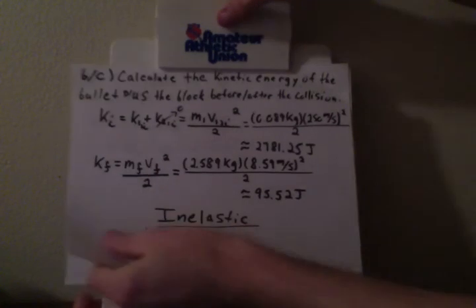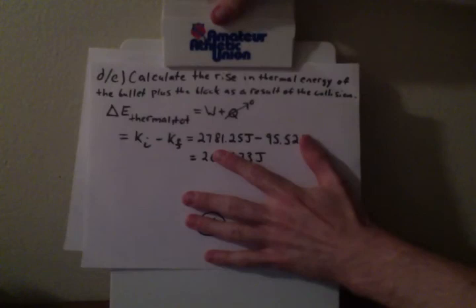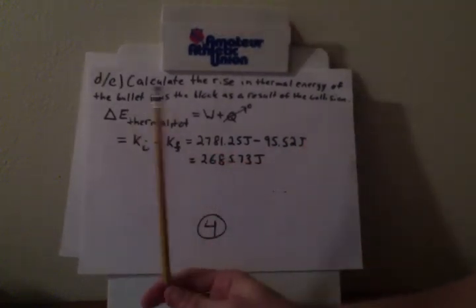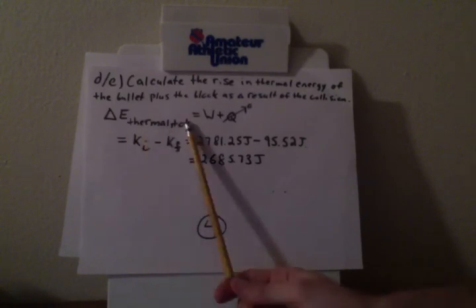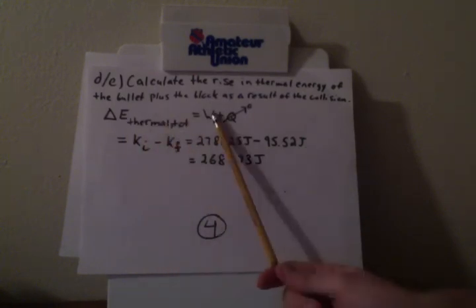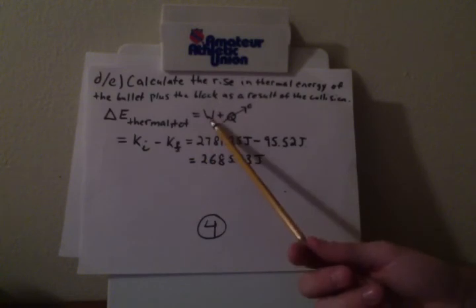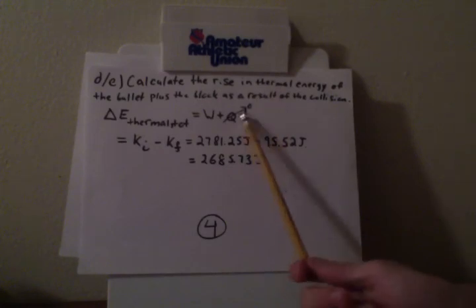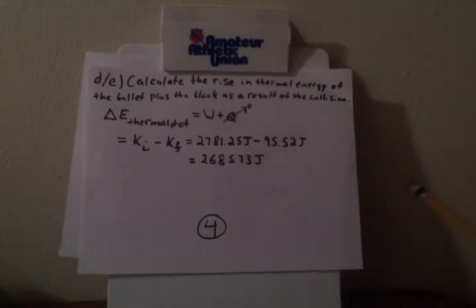Okay, the final part, I'll try to hurry up. Calculate the rise in thermal energy. Alright, so we know that the displacement of thermal energy, the total, is equal to the work within the system, which I didn't write system, but it's implied, plus Q. And Q goes to 0 primarily because of the system that I chose. And also because the collision happens in such a short duration of time that the heat transfer is negligible in this case.